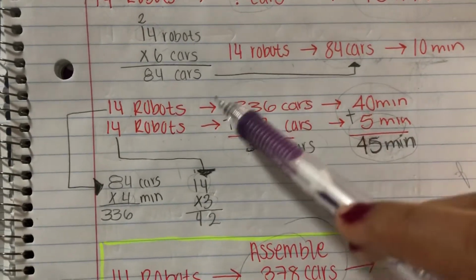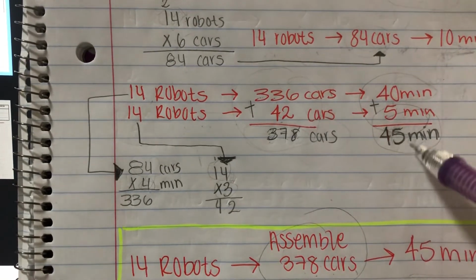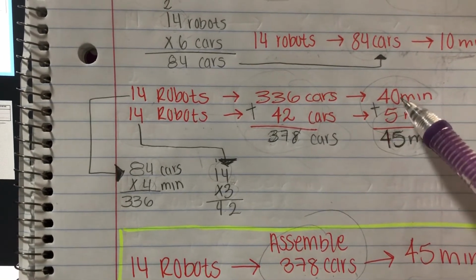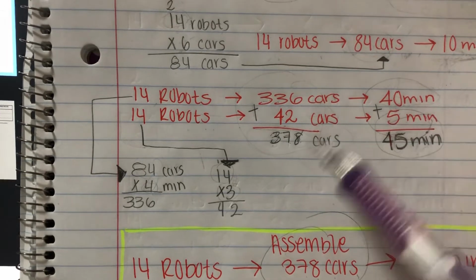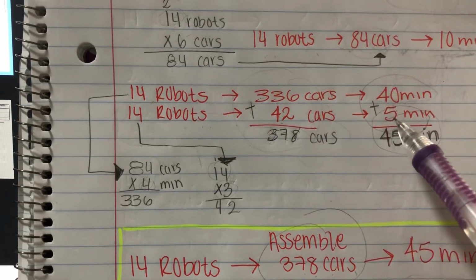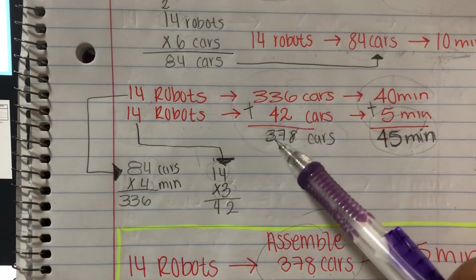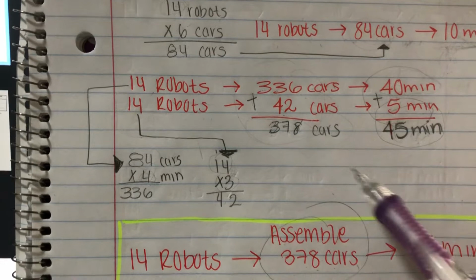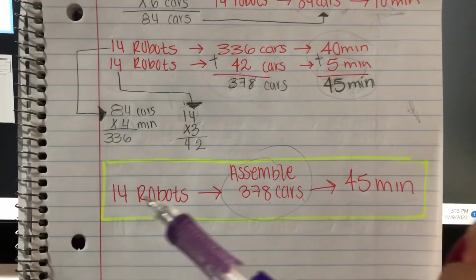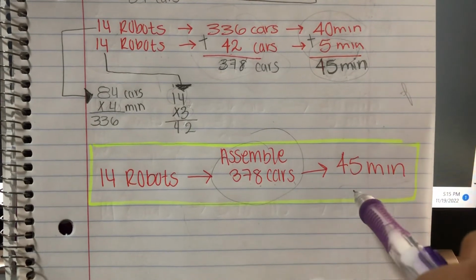Now I added these two numbers, the 336, because that's the amount of cars built by the 14 robots in 40 minutes, plus the 42, because that's the number of cars built by the 14 robots in 5 minutes. So 336 plus 42 equals 378, which tells us that 14 robots can build around 378 cars in 45 minutes.